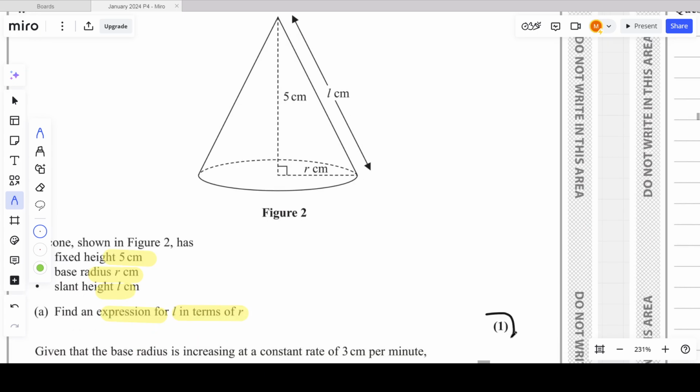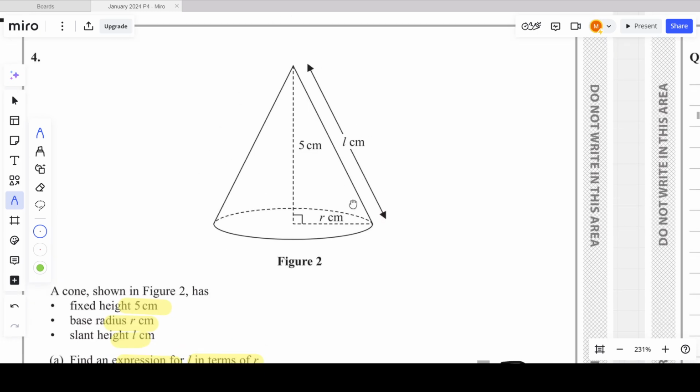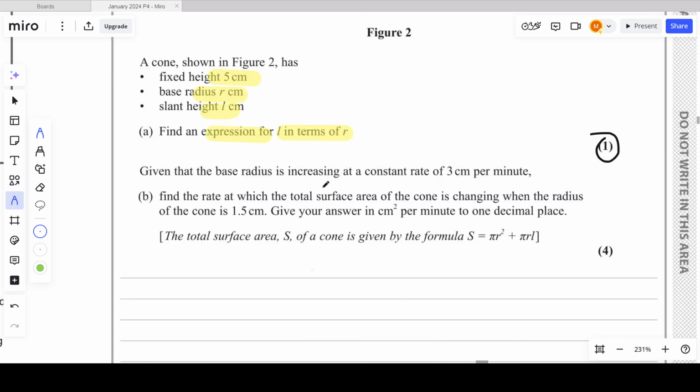You see, it's for 1 mark. If you see the shape of the cone, the slant height L, the vertical height 5 centimeters, and the base radius R make a right angled triangle. So for a right angled triangle we know the most renowned theorem, the Pythagoras theorem, right? We will directly use the Pythagoras theorem to find a relationship between the slant height L and the base radius. So let's see.